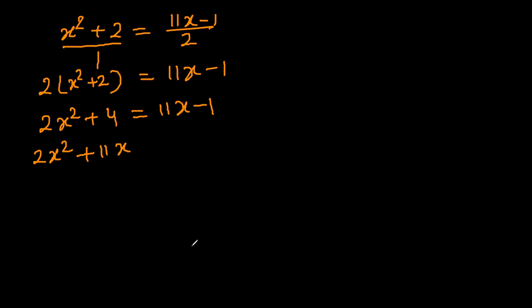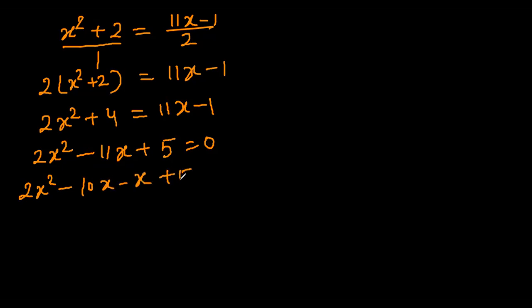Okay, we get this quadratic equation, 2x squared, and is that minus 11x? Because we are transposing this to the left hand side. Minus 11x plus 5 is equal to 0. Now splitting the middle term, we would factorize. This should be 2x squared minus 10x minus x plus 5. Adding negative 11 and multiplying positive 10. So minus 10 and minus 1.